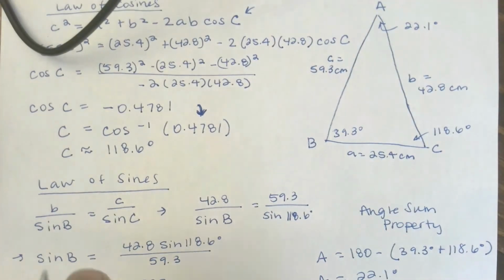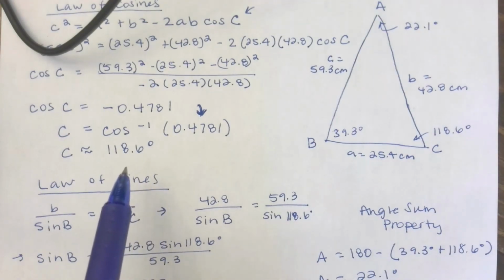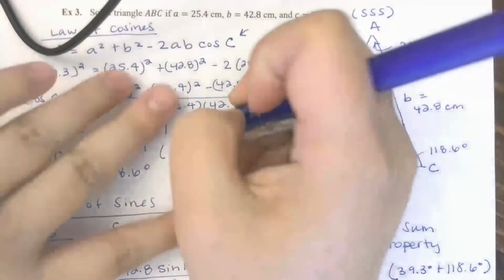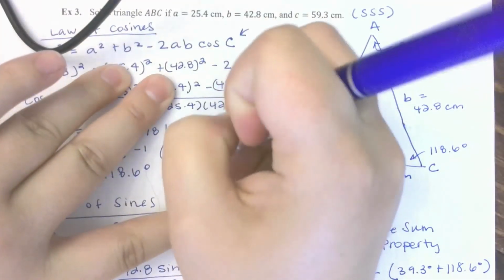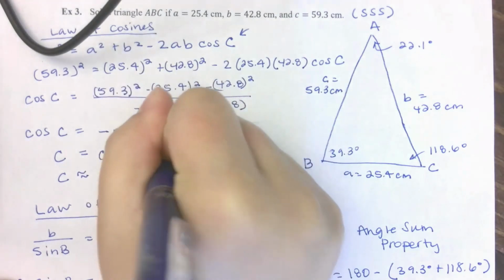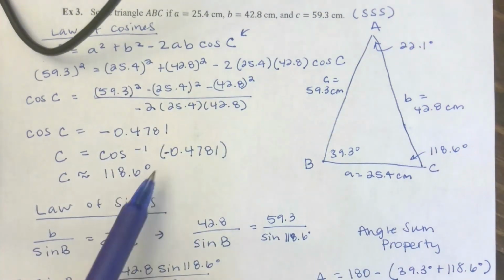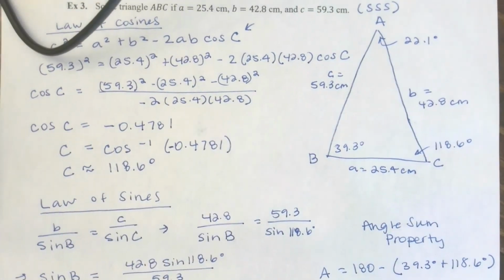Okay, so I just wanted to add this on the end regarding example 3. This should not be positive inside of here. This should be a negative. So then cosine inverse of negative 0.4781 is going to give me 118.6 degrees.